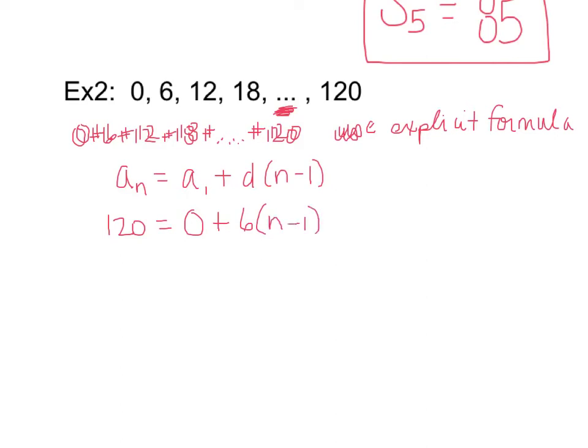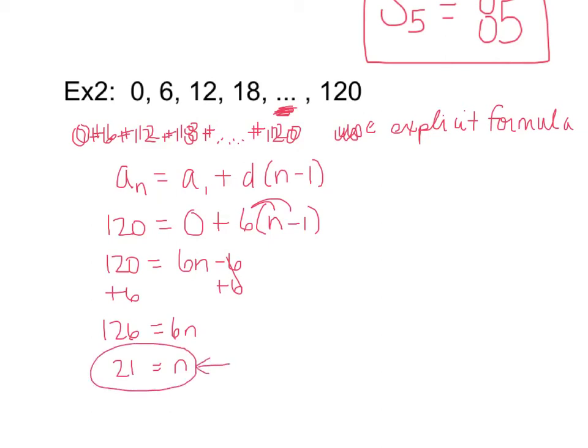Okay, now go ahead and solve that. So 120 equals the 0 plus, we don't have to do that, but let's go ahead and distribute the 6. 6n minus 6, and then add 6 to the other side so that you can solve for n. So you have 126 equals 6n, so that means that our n is equal to 21. Now, one thing that you should notice, just to make sure that you did it right, is that this n value should always be a whole number and positive. So always check that.